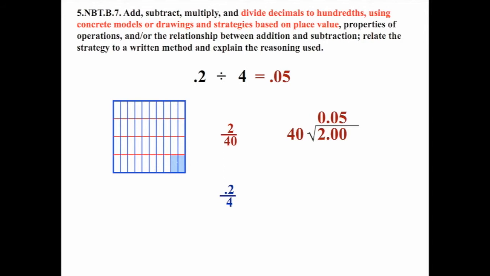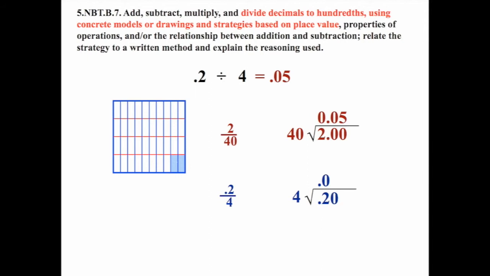What we can also do is take our original representation as a fraction. We'll have 2/10 over 4, and if we do this in terms of the standard algorithm, bring our decimal point up.